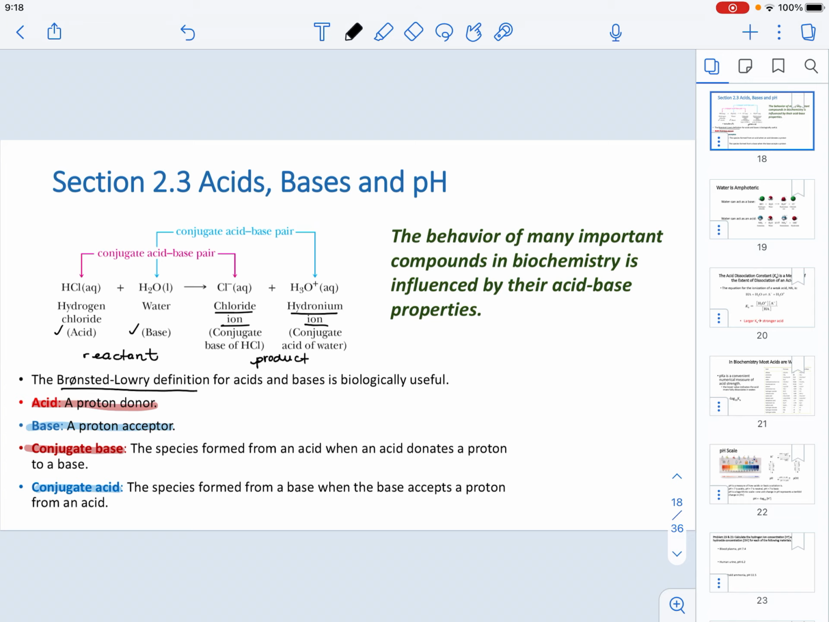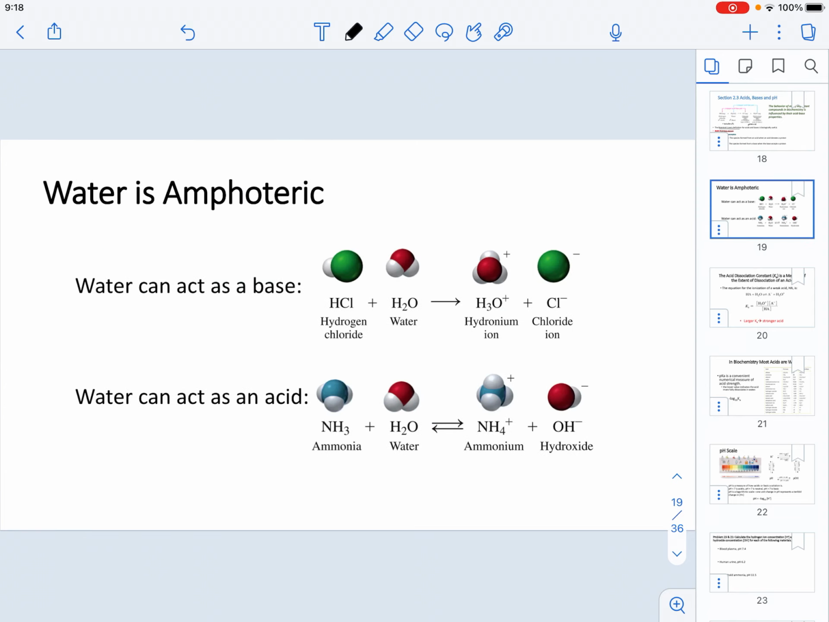Now, in this chapter, we're focusing on water. One particular thing that water can do is that we saw in the previous example how water acted as a base, which is the first part of this slide. But water is known as an amphoteric molecule. Amphoteric just means that water not only can act as a base, but it can also act as an acid.